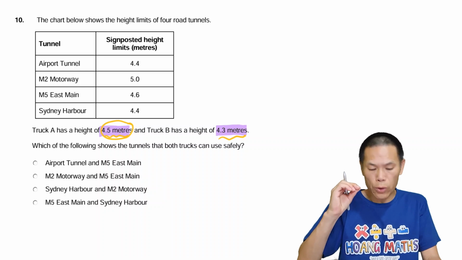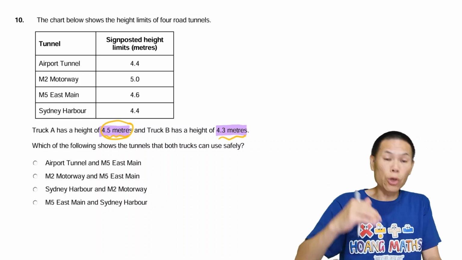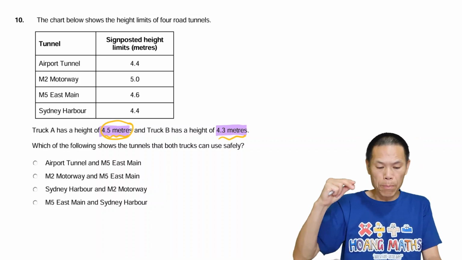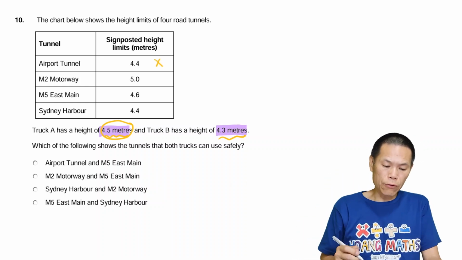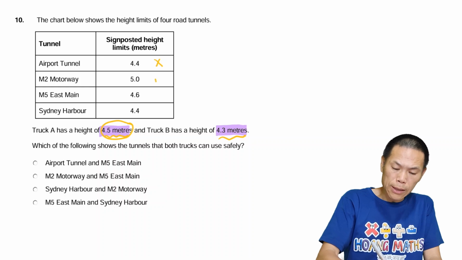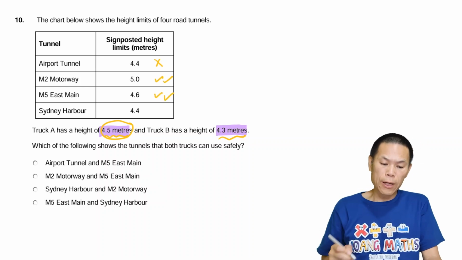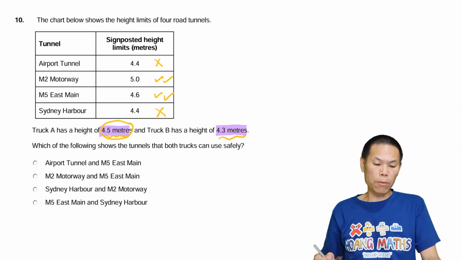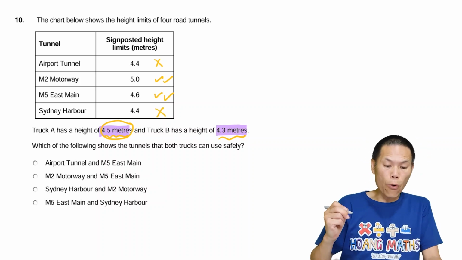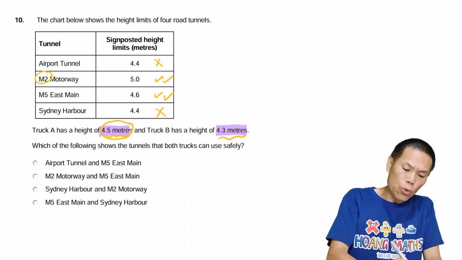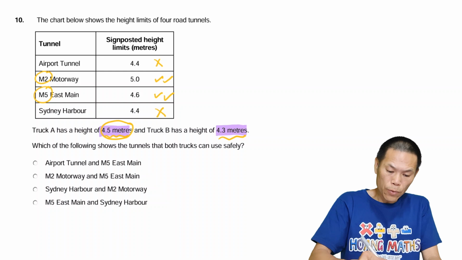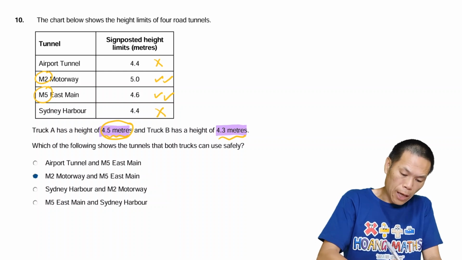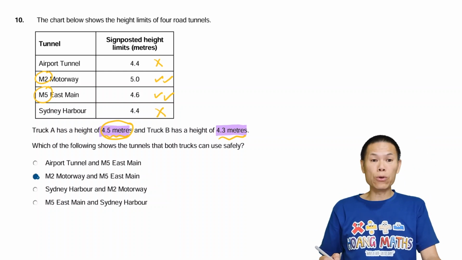So we just need to focus on truck A. This means that we need to find the tunnel that is above 4.5. So this is 4.4, it's not safe to pass. 5 meters, yes. 4.6, just above 4.5. And 4.4 cannot pass truck A. So therefore, only M2 and M5 are safe for both trucks. Okay, so M2 and M5. That's the answer. So there you go.